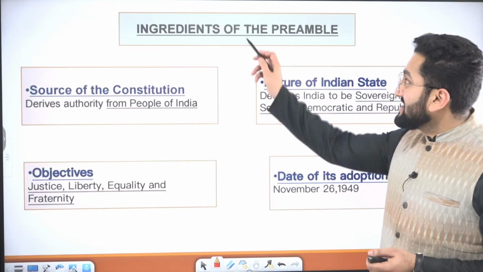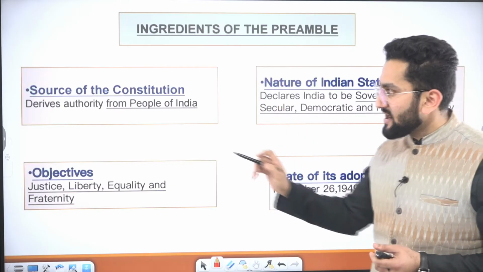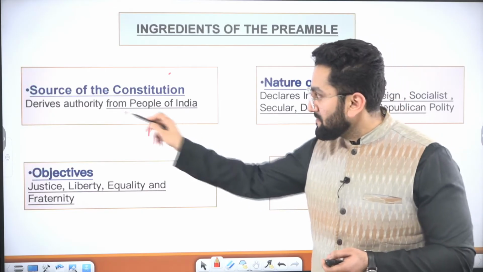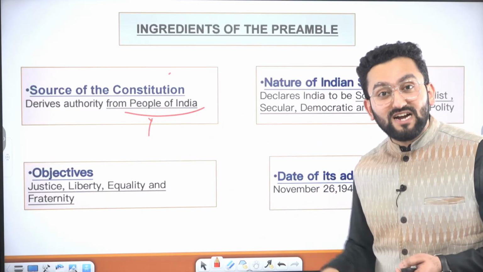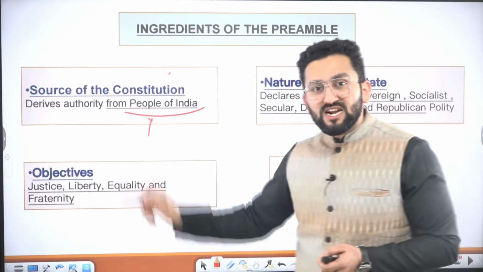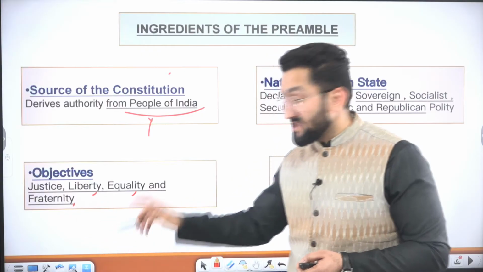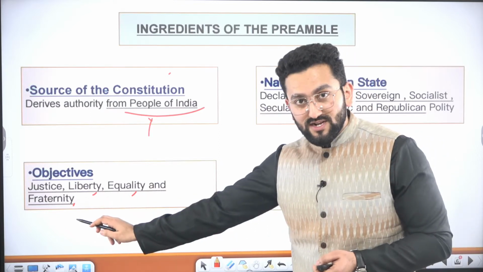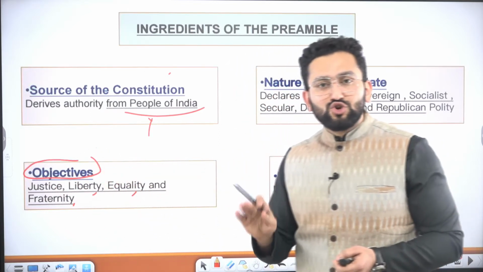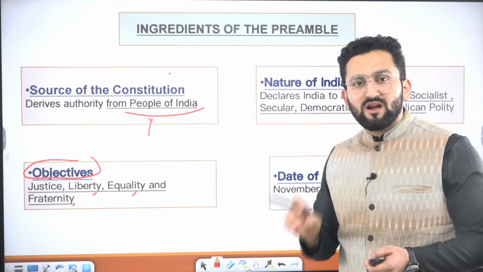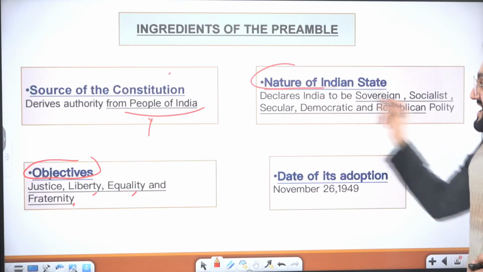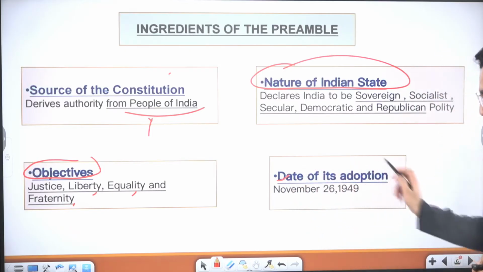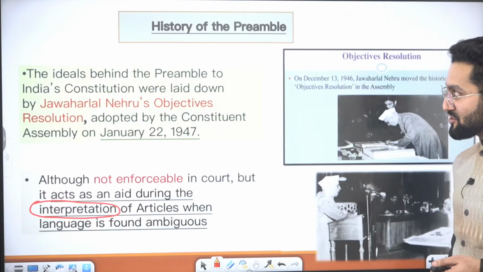Now, ingredients of the Preamble. This categorization can be done. Sources of the Constitution. Who is the source of power of the Constitution? People of India. Because we, the people of India, give ourselves, right? The objectives are justice, liberty, equality, fraternity. Please remember, 4 objectives: justice, liberty, equality, and fraternity. Sovereign, socialist, secular, democratic, republic are not objectives. These are the nature of the Indian state, the status of the Indian state, right? And the date of its adoption was 26th November 1949.